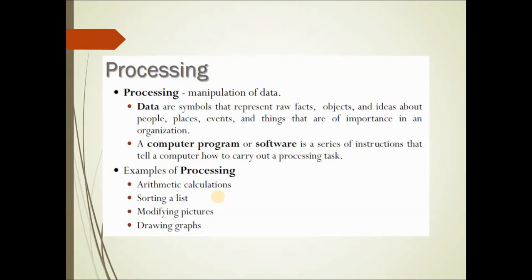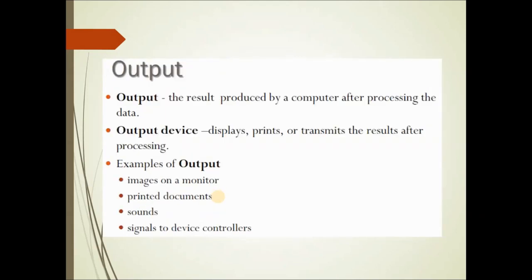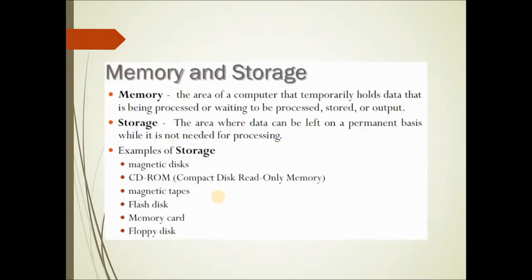Example of processing. So what can it process? It can process arithmetic calculation, that means mathematical calculations. Sorting a list. It can arrange elements in either ascending or descending order, that is sorting. Modifying pictures, drawing graphs. Output. So what about output? The result produced by the computer after processing data. Output devices display, print, or transmit the results after processing. Examples of outputs: images on a monitor, printed documents, sound signals to device controllers. So these are the outputs.